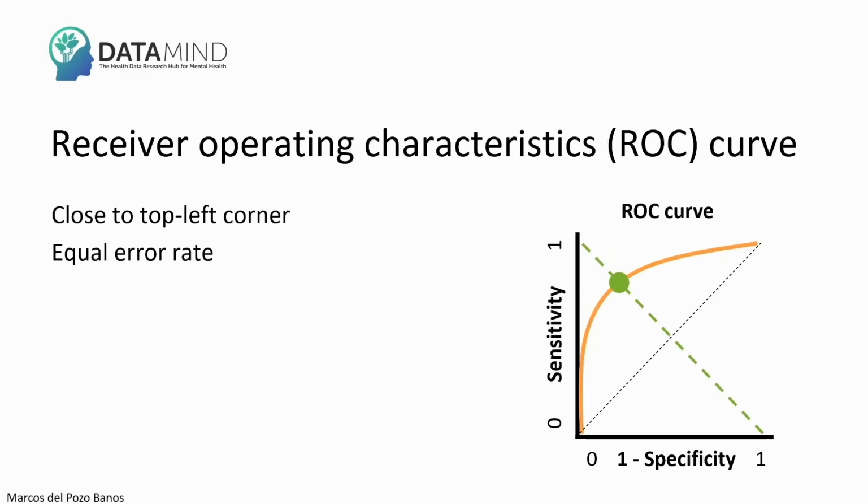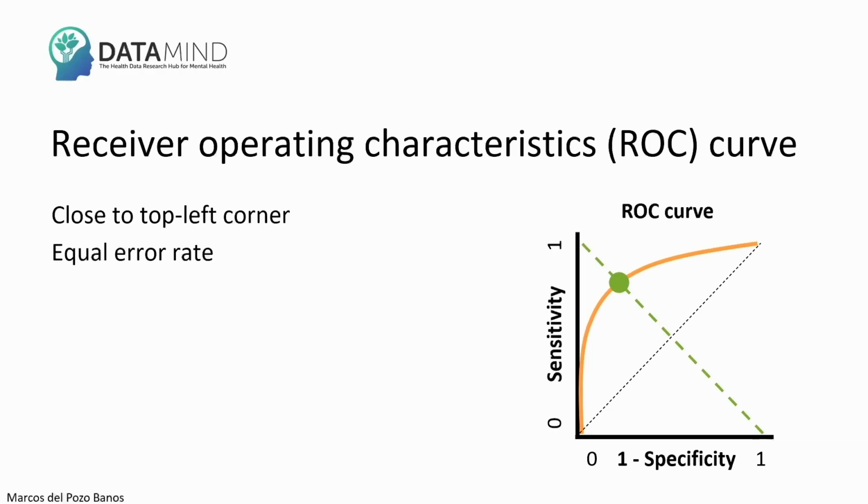There is also another diagonal line, which is the opposite to the chance diagonal line, which is the one that goes from the top left corner to the bottom right corner, and this diagonal line represents the point of equal error rate. So what does that mean? Well, it means that wherever the ROC curve crosses that line, that's the point where sensitivity and specificity are equal. And that is the point where the balanced accuracy is maximized.